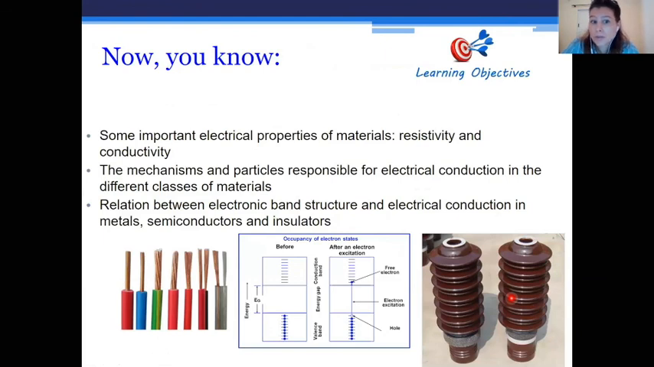So now you know some important electrical properties of materials, such as resistivity and conductivity. We described the mechanisms and the particles that are responsible for electrical conduction in the different classes of materials. And we made the relationship between the electronic band structure and electrical conduction in metals, semiconductors, and insulators. So now you know that for a specific application requiring either insulating properties or electrical conductivity, you have a notion of which kind of material would be more appropriate for this case.